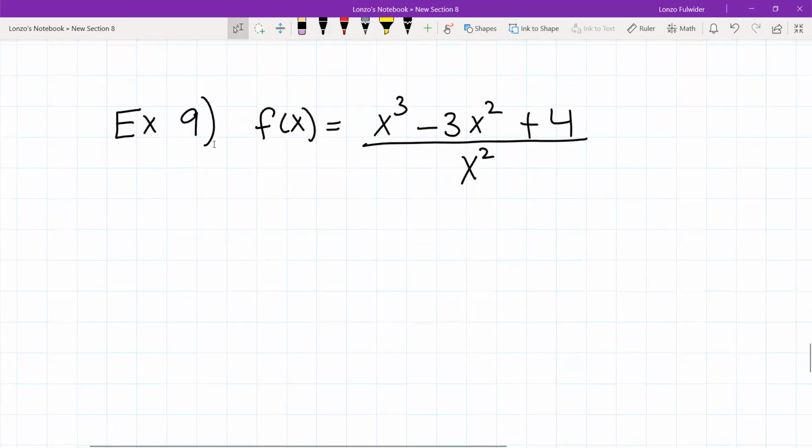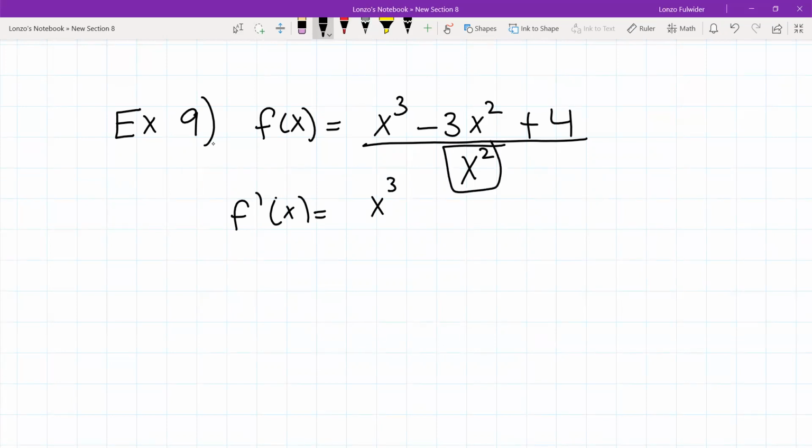Okay, example number 9, we have f of x equals x cubed minus 3x squared plus 4, all over x squared. I would not use the quotient rule. You could, but I would not use it because the quotient rule does take some work. So what I would do is divide each term by x squared. You can do that, right? So this is like saying x cubed over x squared minus 3x squared over x squared plus 4 over x squared.